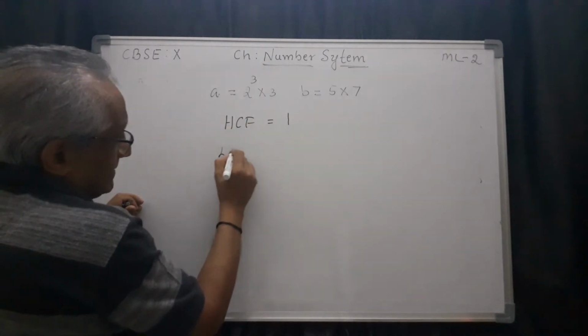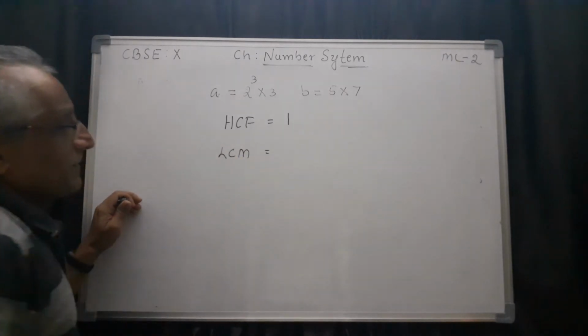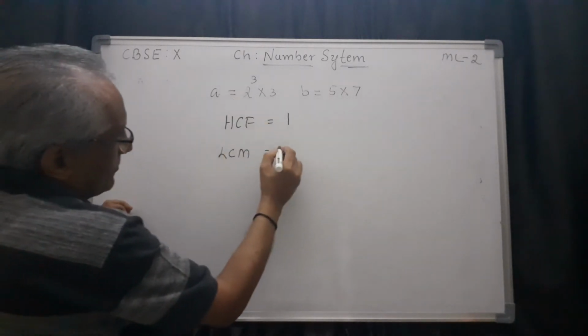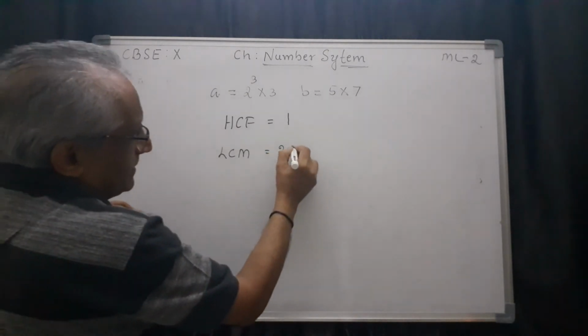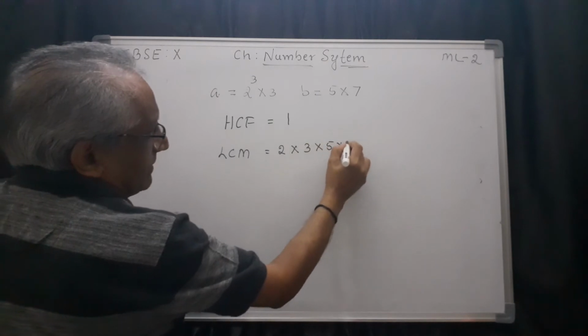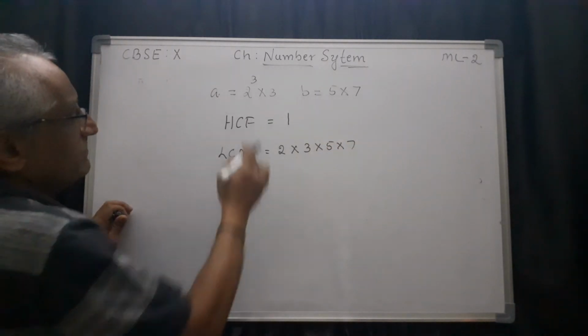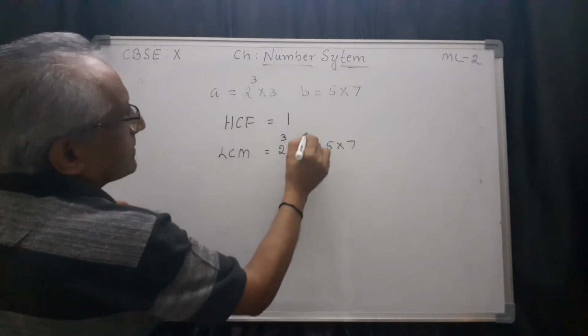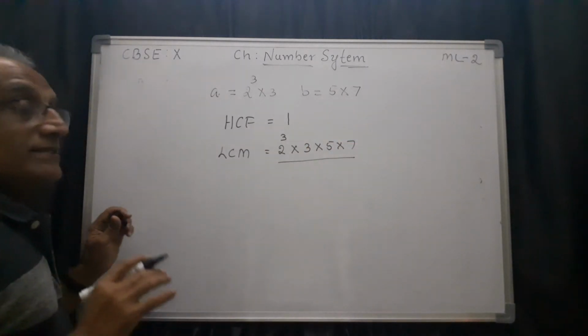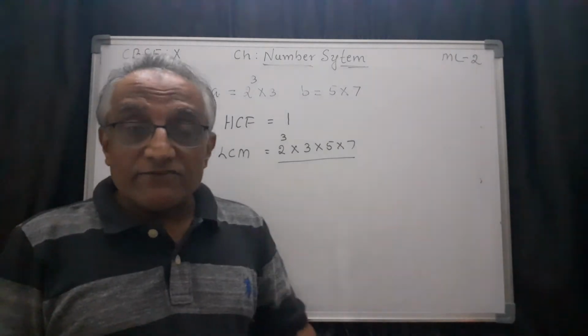Now what is the LCM? The method is the same. 2 is here, I have to write it, no choice. Then 3 is here, I have to write it. Then 5 is here, I have to write it. 7 is here, I have to write it. Then search for the highest power. Here it is 3, here it is 1, here 5 is 1. So this is the LCM. This is the method of finding HCF and LCM.